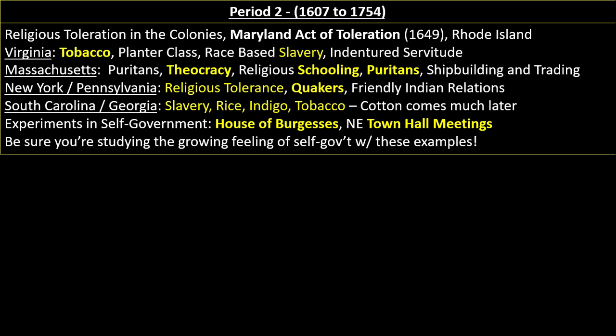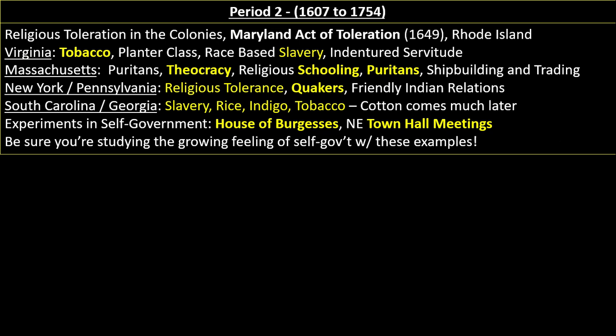Now, there were some restrictions. It didn't say anything about Jews, it didn't say anything about atheists or anything like that, but there was a degree of religious toleration. A great example would be that Act of Toleration. We already talked about Rhode Island. You should be aware of the religious toleration there for the heretics, such as Anne Hutchinson and Roger Williams.